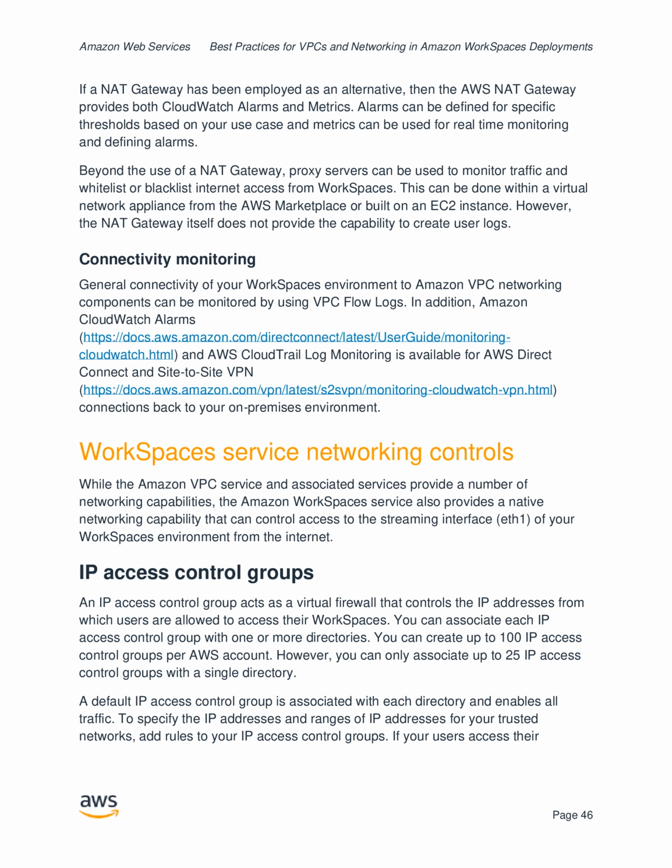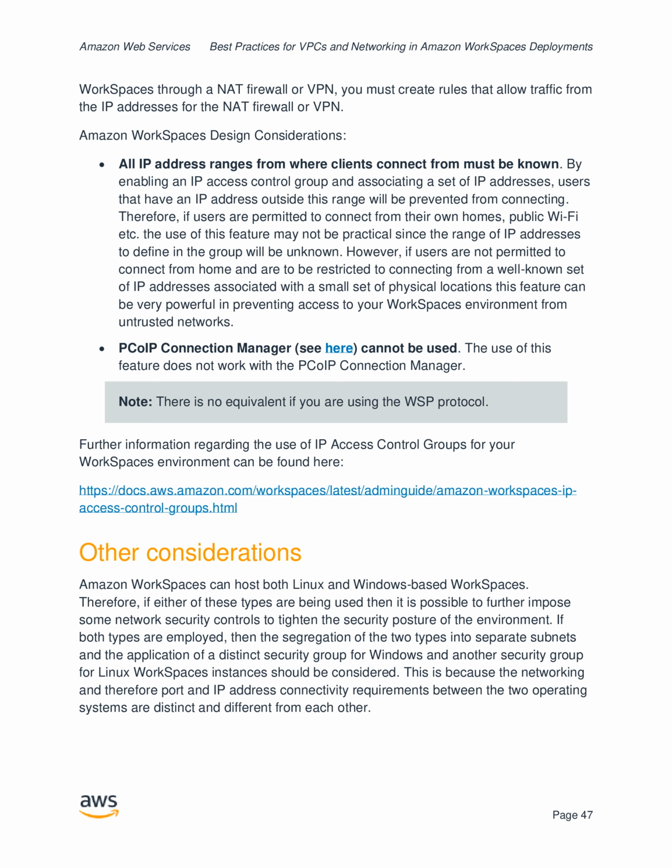You can create up to 100 IP access control groups per AWS account. However, you can only associate up to 25 IP access control groups with a single directory. A default IP access control group is associated with each directory and enables all traffic. To specify the IP addresses and ranges of IP addresses for your trusted networks, add rules to your IP access control groups. If your users access their workspaces through a NAT firewall or VPN, you must create rules that allow traffic from the IP addresses for the NAT firewall or VPN.